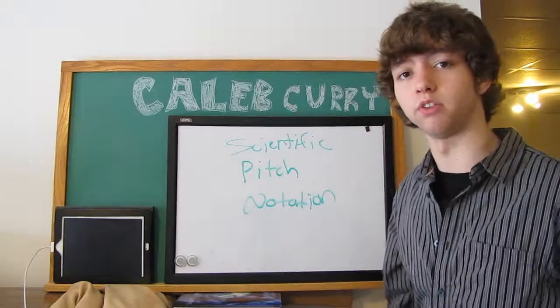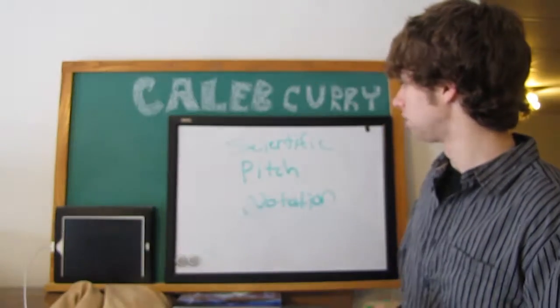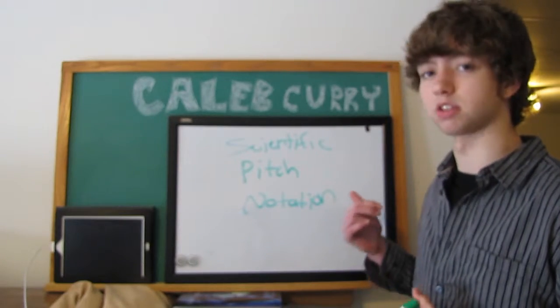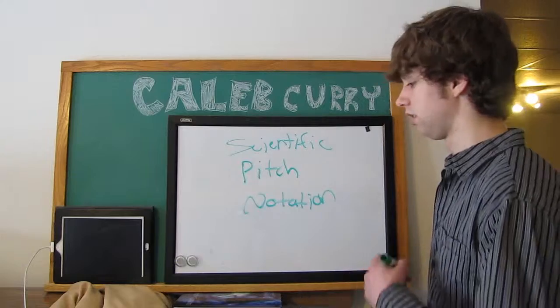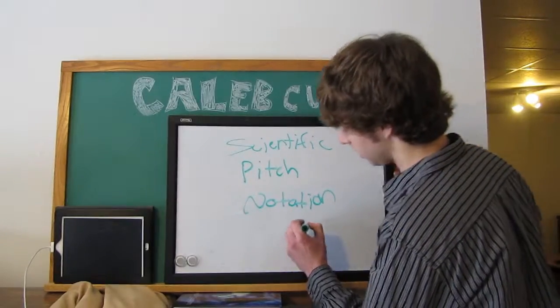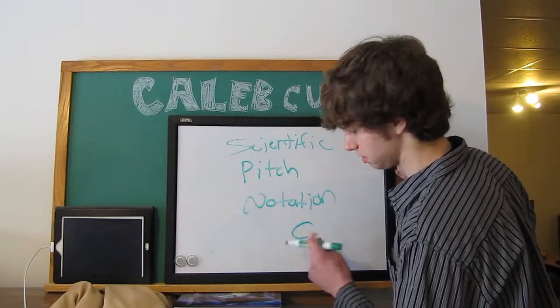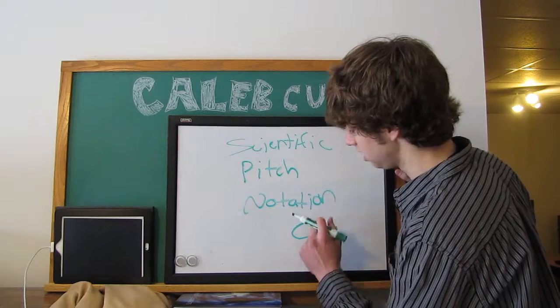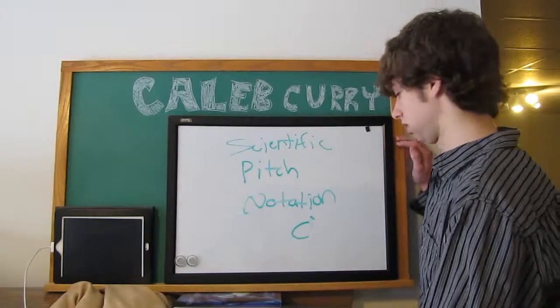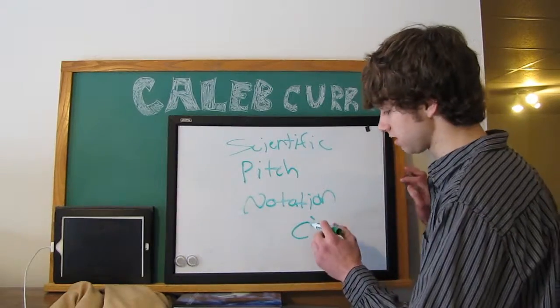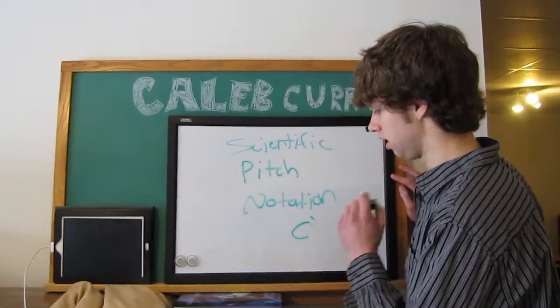But both are used very frequently. So we're going to relate scientific pitch notation to Helmholtz pitch notation. If you remember, in Helmholtz pitch notation we had a C with a little tick, or an apostrophe, or whatever you want to call it. Now, this is the equivalent of middle C.